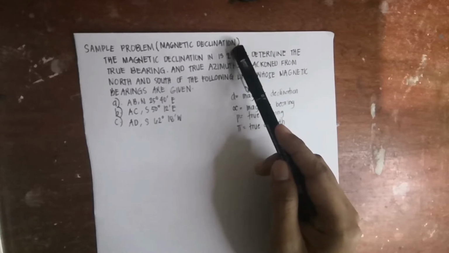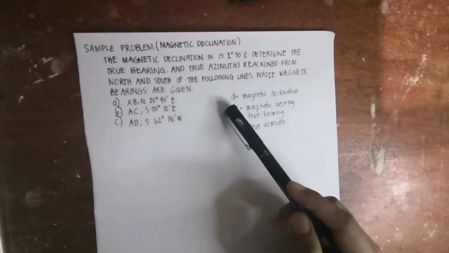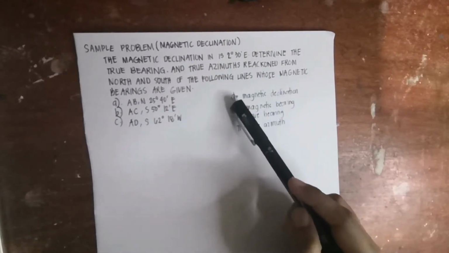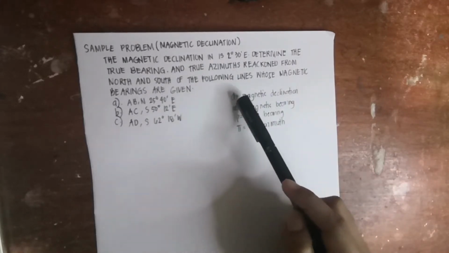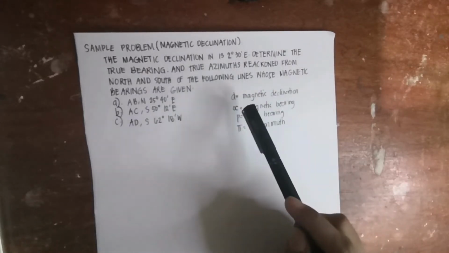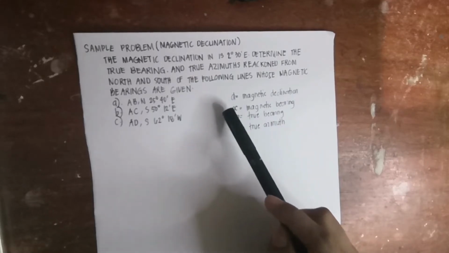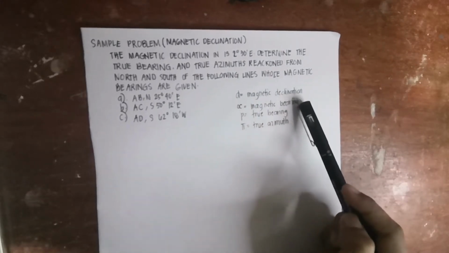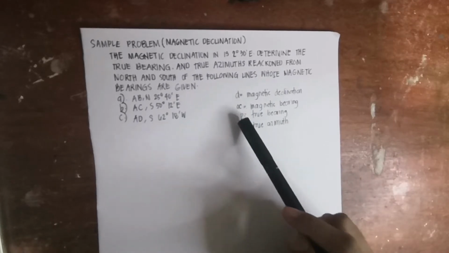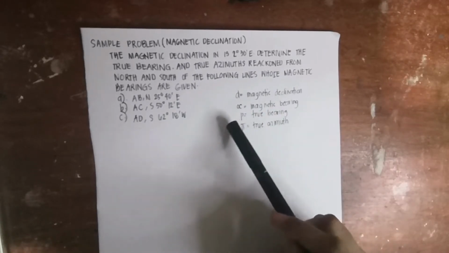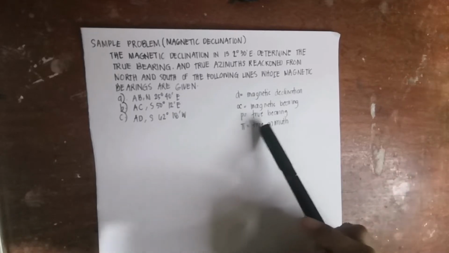Before we proceed on solving the problem, let us know first these symbols. So D means the magnetic declination, and this symbol means the magnetic bearing, and P is the true bearing, and this pi sign is the true azimuth. Now earlier I have tackled the magnetic meridian, magnetic declination, and the true meridian.